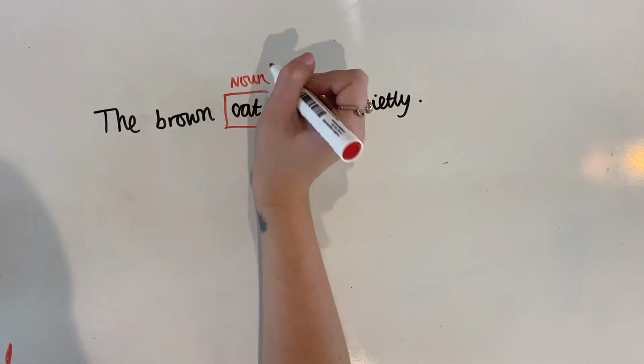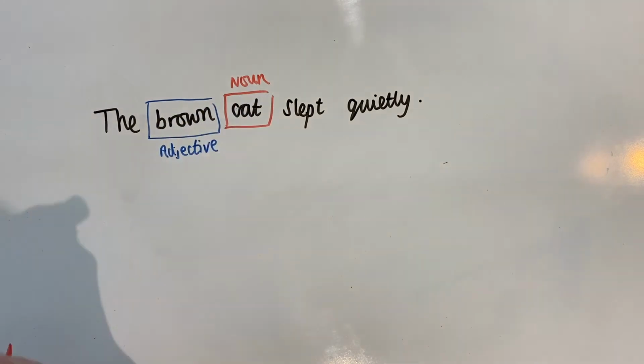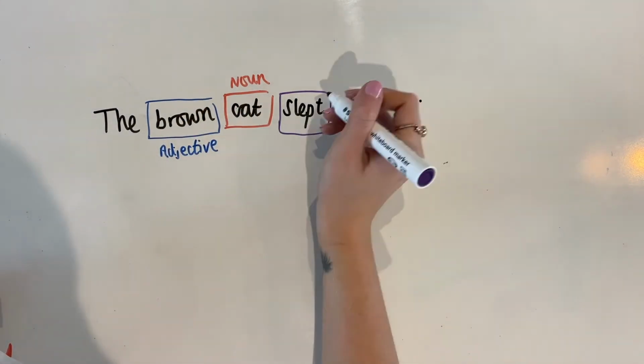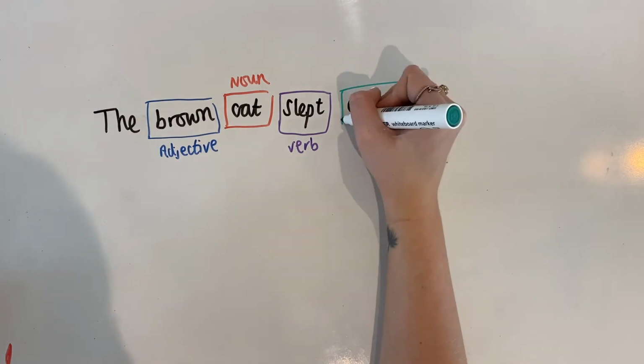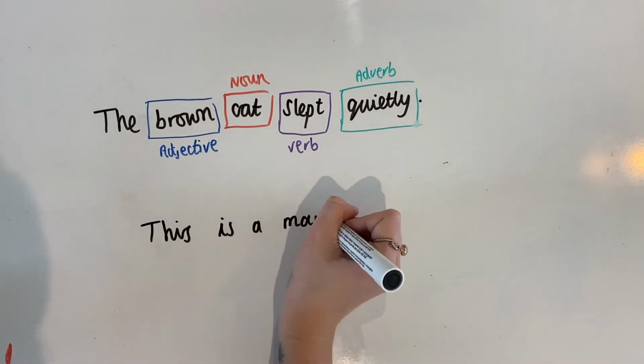So cat is our noun. Brown is our adjective. Slept is our verb. And quietly is our adverb. Well done if you got that correct. Fantastic.